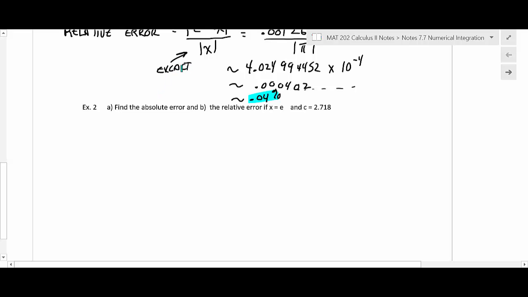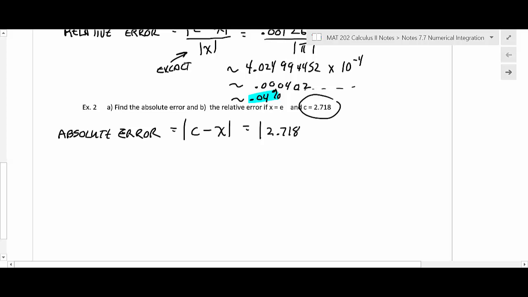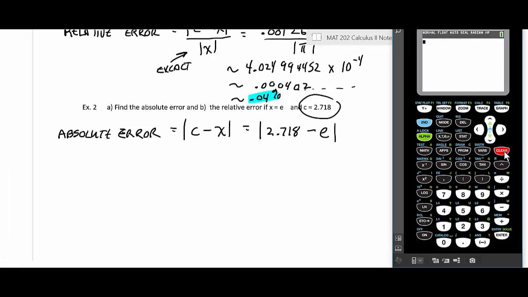Okay, so I want to go ahead and do the E now. Let's do one more of these, then we'll start looking a little bit at the numerical methods of integration. So for the absolute error, we do C minus X, where C is whatever the approximation is. In this case, I'm going to use 2.718, just 3 decimals for the exponential E. And then your calculator should have an E key on it, so you want to use that E key so that we get greater accuracy.